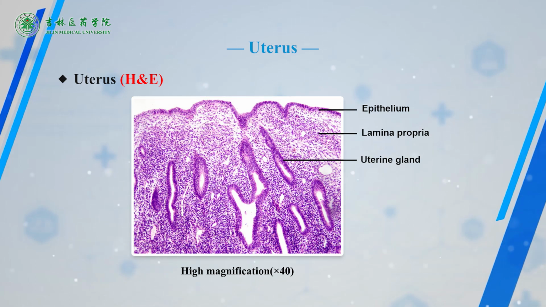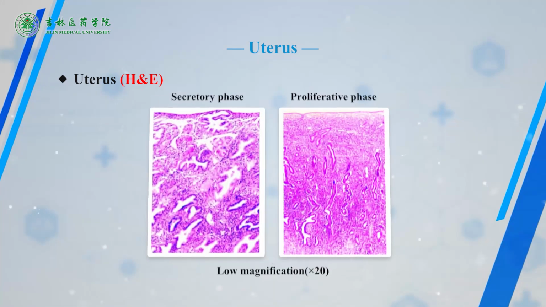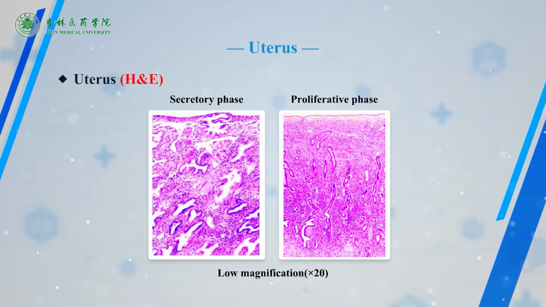The muscle layer is very thick and consists of numerous bundles of smooth muscle arranged in various directions. Observe the section of human uterus in secretory phase according to the thickness of endometrium, the number, morphology, and structure of the glands, the quantity of secretory product in the glands, and the change of the connective tissue and the blood vessels. Compare the difference between this section and the above-mentioned section of uterus in proliferative phase.